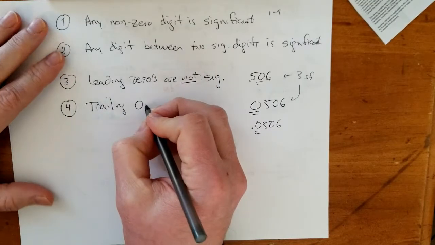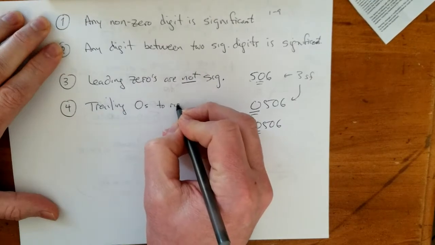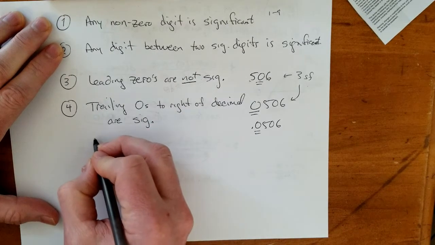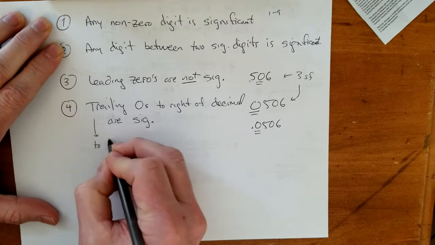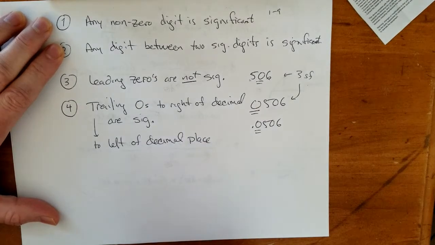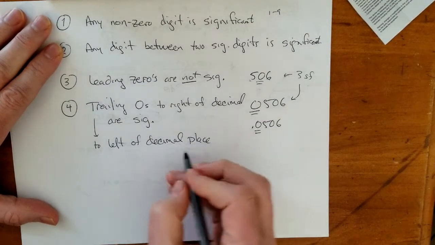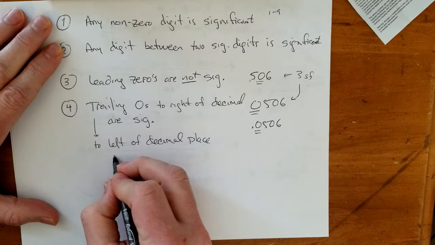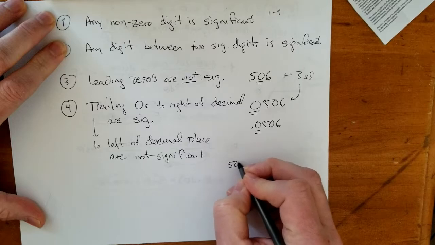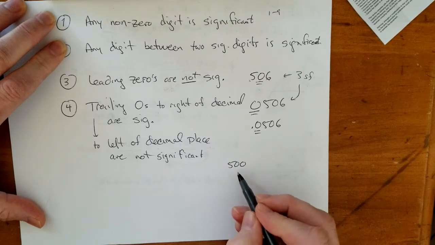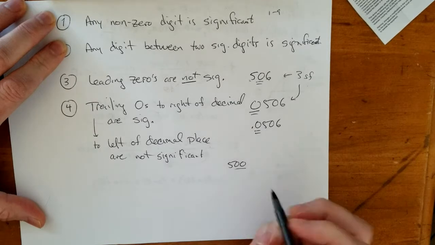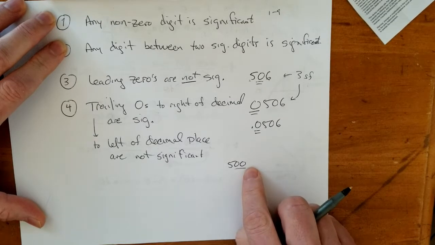4. Trailing zeros to the right of the decimal are significant. Trailing zeros to the left of the decimal place, if the decimal actually shows up, it suddenly becomes significant, but to the left of the decimal are not significant. And what I mean by decimal place, if I have the number 500, 500 is 1 significant digit. These are trailing zeros. They're to the left of the decimal point, which is the decimal place, not the point itself.